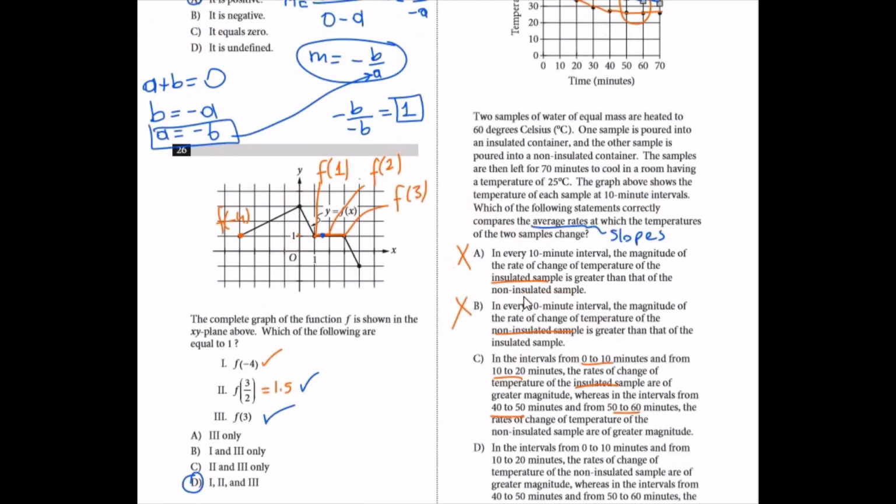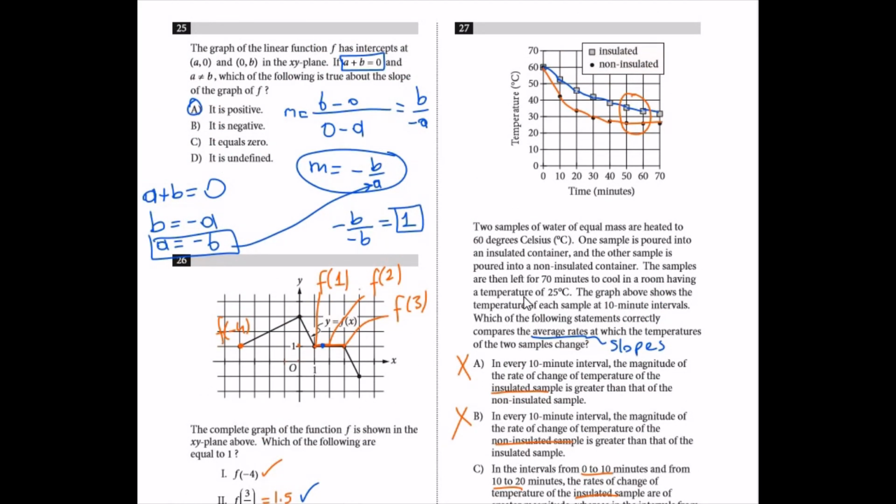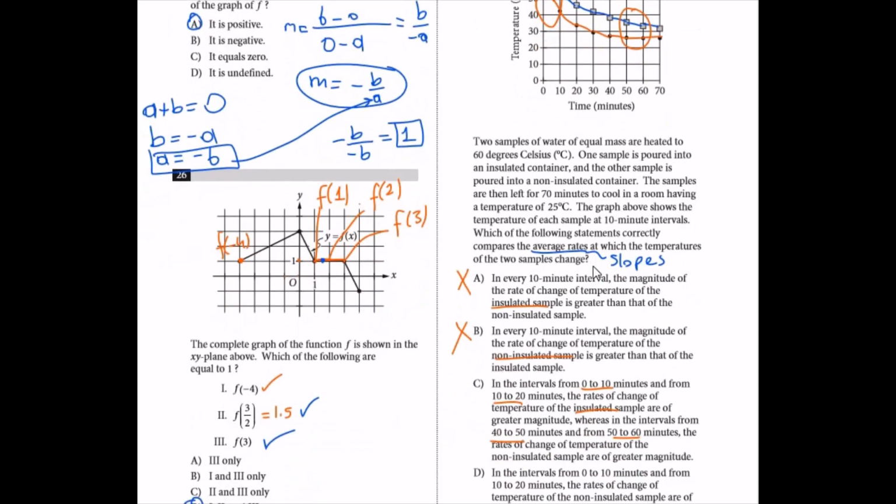Let's check if it is correct. From 0 to 10 and 10 to 20, it says insulated has greater magnitude. No, it does not, because even in the first interval, non-insulated has greater magnitude because this line is sharper. You can either take 2 points and calculate y2 minus y1 over x2 minus x1, or you can just compare the sharpness of the line, which is more practical. So C is not correct either.